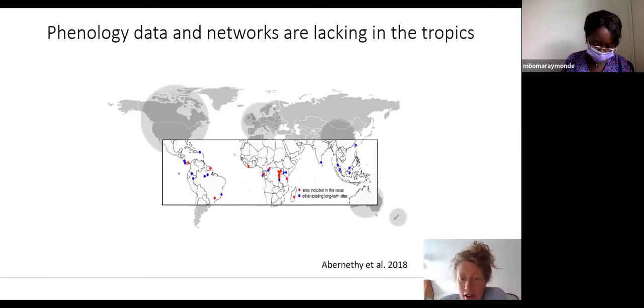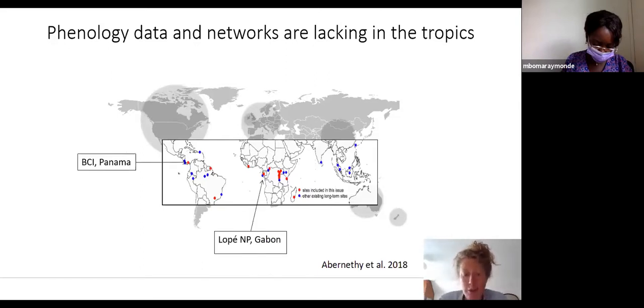However, there are sites where research has been undertaken, and sometimes for many years. Probably the two most well-known field sites in the tropics are BCI Panama and Lopé National Park Gabon, most well-known for their phenology data collection, which in both sites has been going on consistently for over 30 years, which gives us a really good baseline to try to begin to understand the impacts of climate change during that time period on these tropical forests.